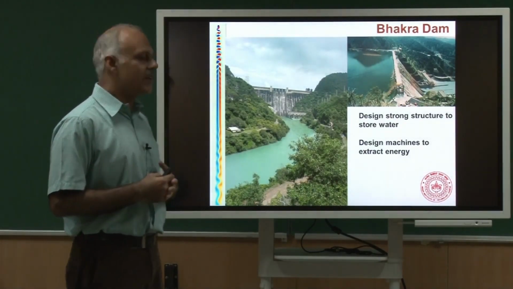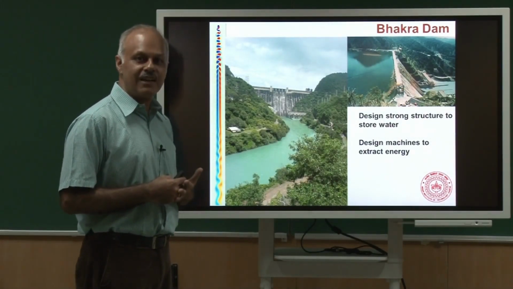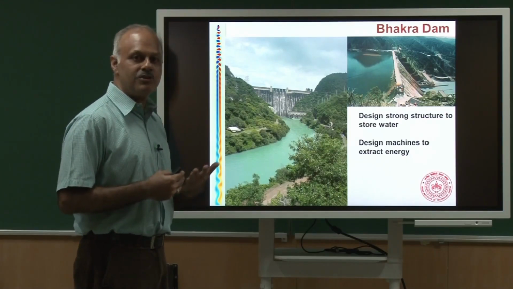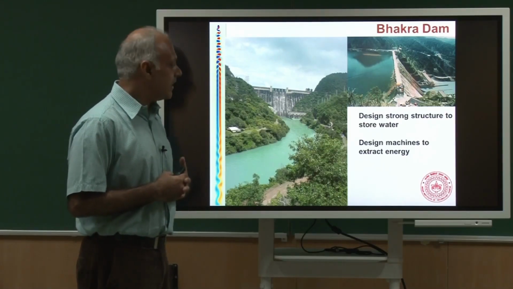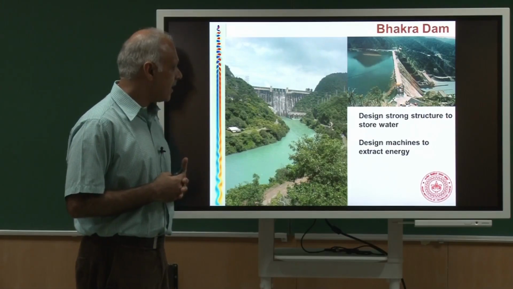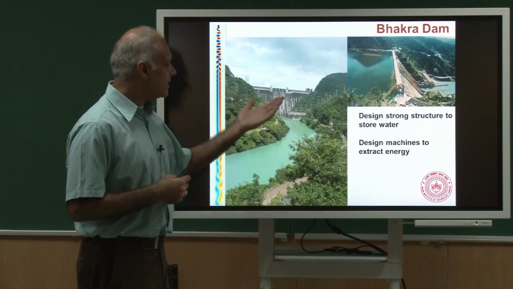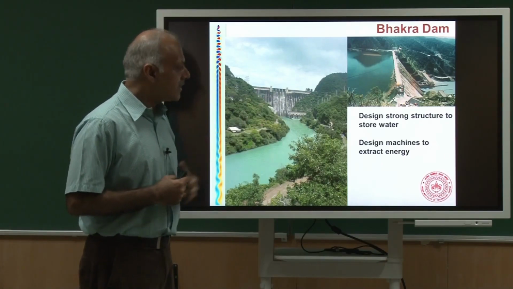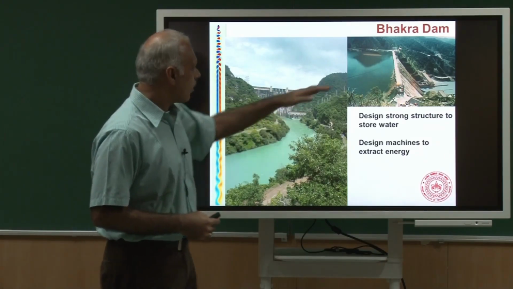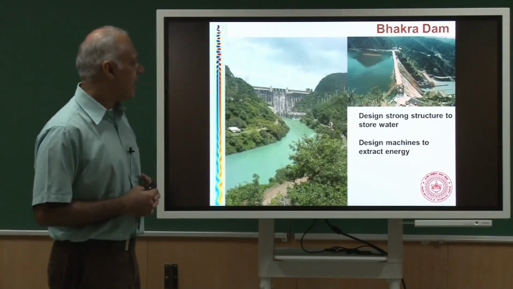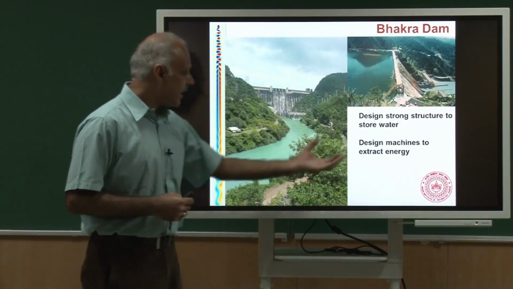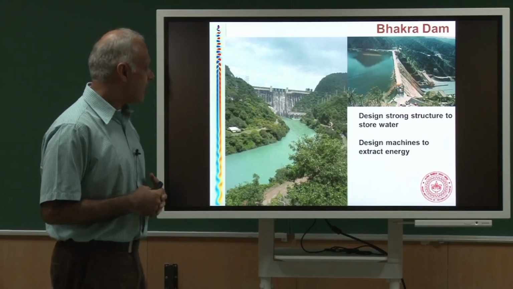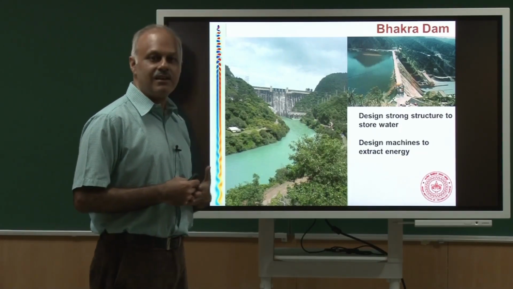I would like to give you some more examples of the fascinating aspects of fluid flow. For example, a dam. Most of the electricity that we get is produced by some kind of machines, and here in this case it is hydroelectricity, which is produced by storing water in a dam, and then as the water spills out of this dam, you would like to extract energy out of it, maybe through some turbines and so on. Now, the construction of a dam is very interesting.